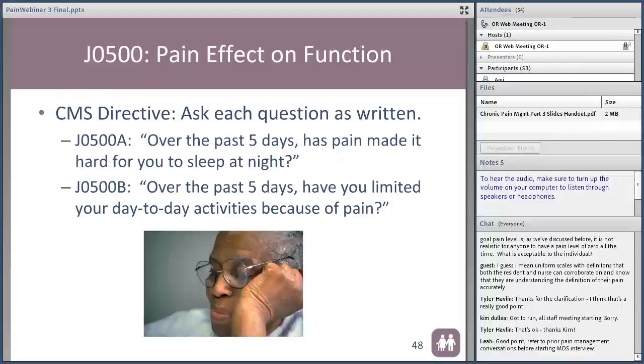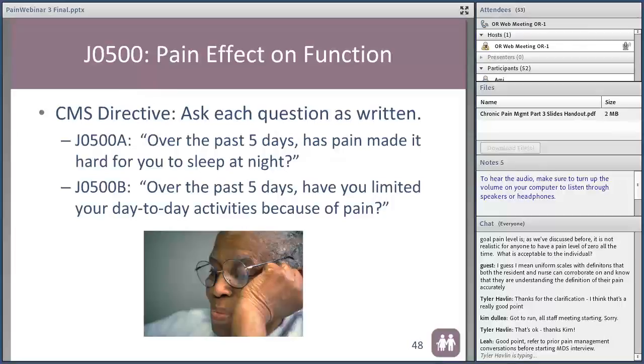Okay. So J500, pain effect on function. Of course, the CMS directive is that each question is asked as written. 500A is, over the past 5 days, has pain made it hard for you to sleep at night? And then 500B, over the past 5 days, have you limited your day-to-day activities because of pain? Here I wrote an expanded question, again, with some of that dialogue prior to asking that point-blank question. I see in your chart that you have not received any PRN pain medication during the night. Over the past 5 days, has pain made it hard for you to sleep at night?